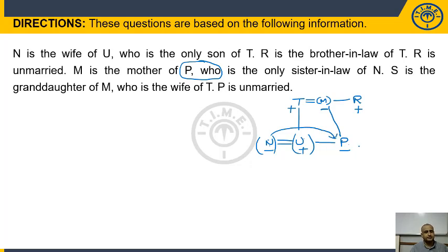Yes, unmarried. Next, what is given? S is the granddaughter of M. So the only possibility will be S is the only granddaughter of M, because it is given P is the only sister-in-law. So N cannot have other sister-in-laws. It means T can have only two children, that is U and P. That's it. Now let us answer the questions.